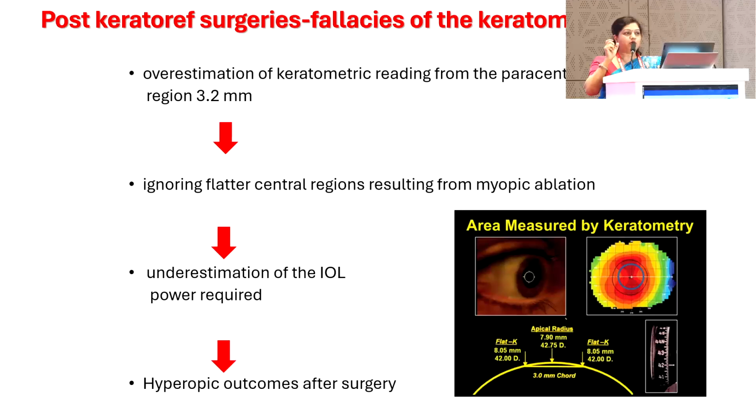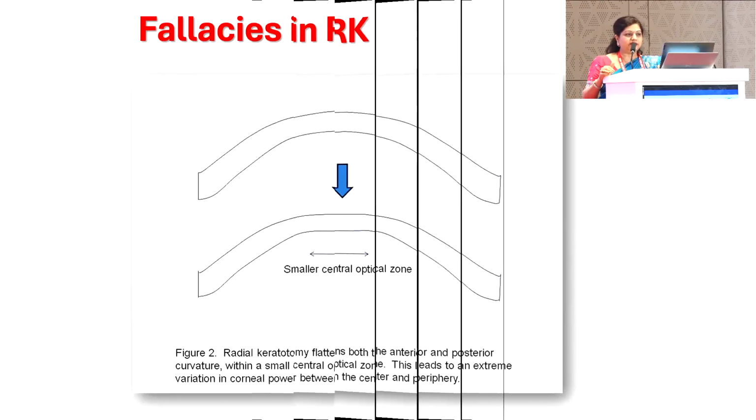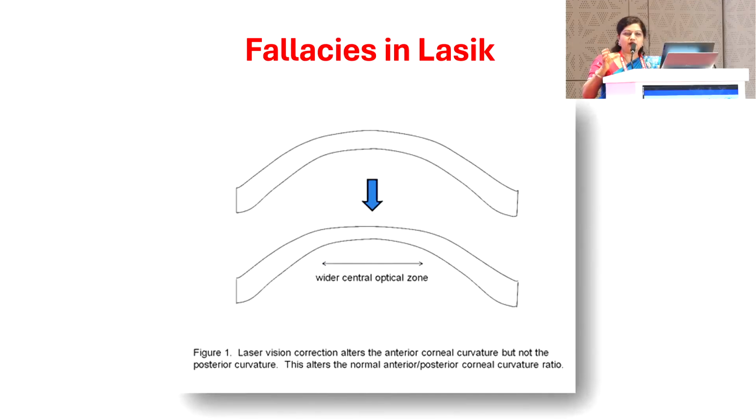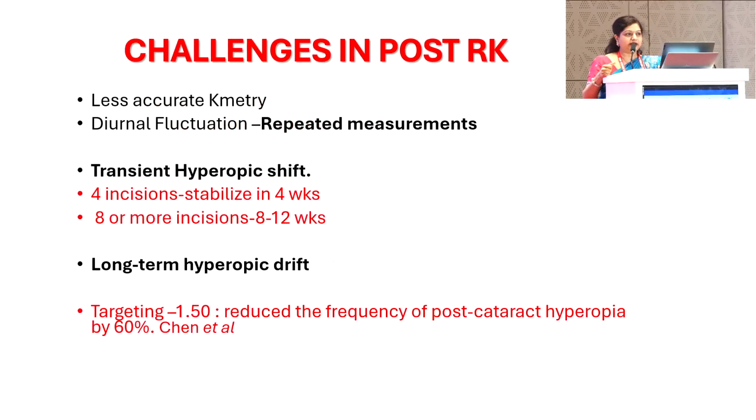So what are the fallacies of the keratometer? Basically, here you are overestimating the keratometric reading from the paracentral area. That means you are ignoring the flatter central region and underestimating the IOL power required, resulting in a hyperopic outcome. There is a difference between post-RK and post-LASIK. In post-RK, both the anterior and the posterior curvatures are affected, and there is a small central zone. Whereas in LASIK, it's basically the anterior part which is flattened. So there is a difference in the back to front ratio, which causes the refractive surprise.